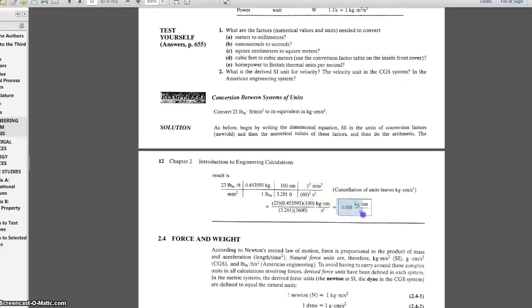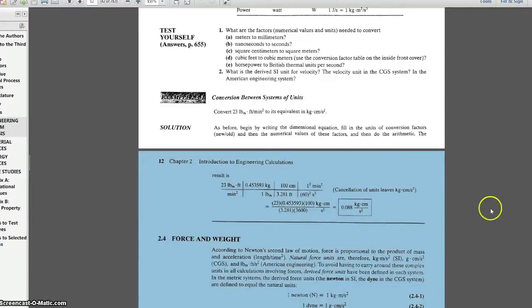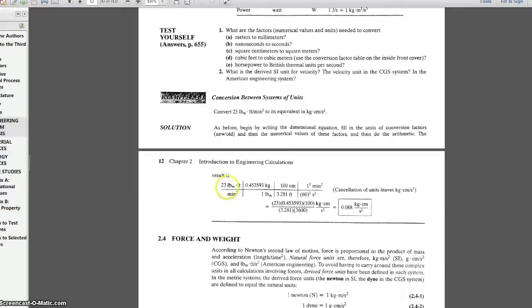So in the end, 23 pound foot per minute square is equal to 0.088 kilogram centimeter over second square. So that's how it was done. Now let's move to the next section.